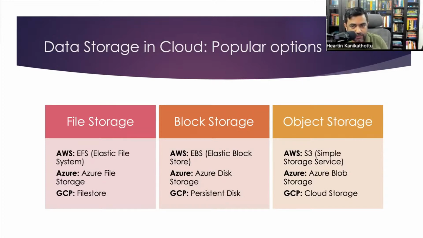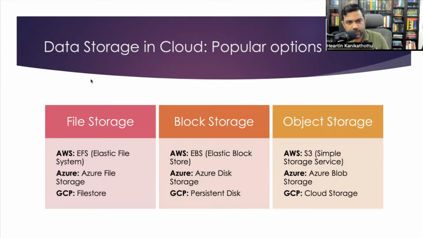You have file storage, you have block storage, you have object storage. File storage examples are EFS or Elastic File System in AWS, Azure File Storage in Azure, and Filestore in GCP. Block storage, in AWS you have Elastic Block Store, in Azure you have Azure Disk Storage, and in GCP you have Persistent Disk. And object storage, in AWS you have S3 or Simple Storage Service, which is a very popular service. In Azure you have Azure Blob Storage or Blob Containers. And in GCP you have Cloud Storage.